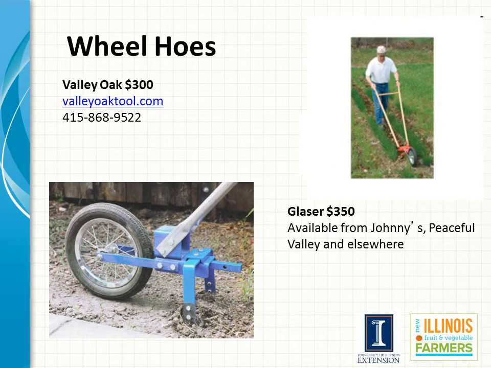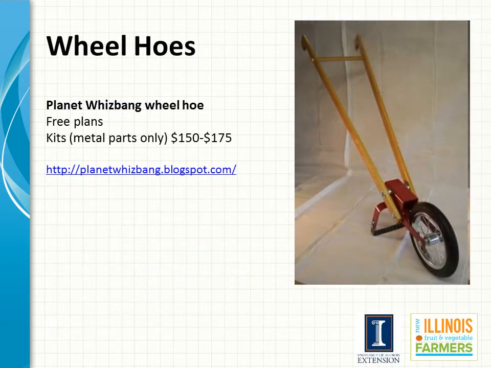Wheel hoes, alone or in combination, are very effective in attacking weeds in path spaces and between rows of widely spaced crops. These can eliminate weeds beyond the first true leaf stage, but are best used and easier on the tool and operator when weeds are young. There are a variety of wheel hoe options for purchase and kits for building your own.